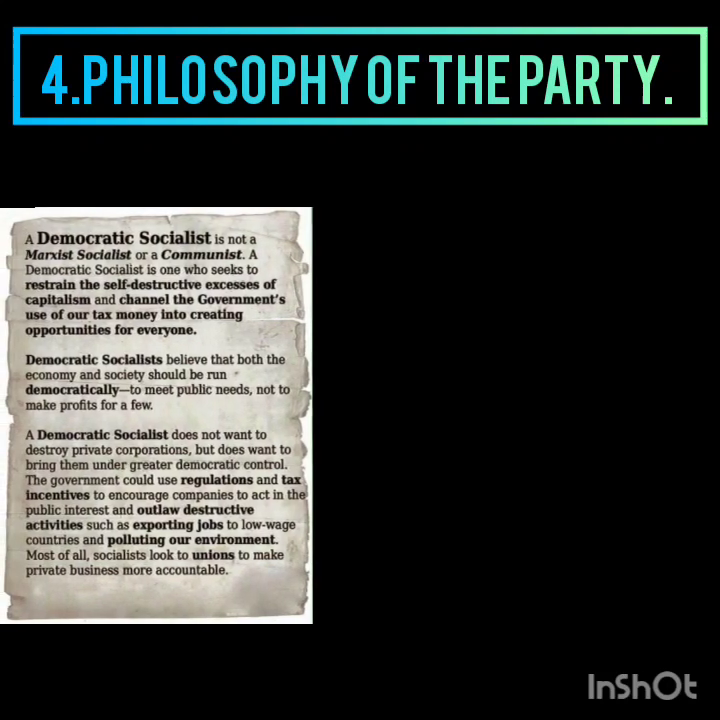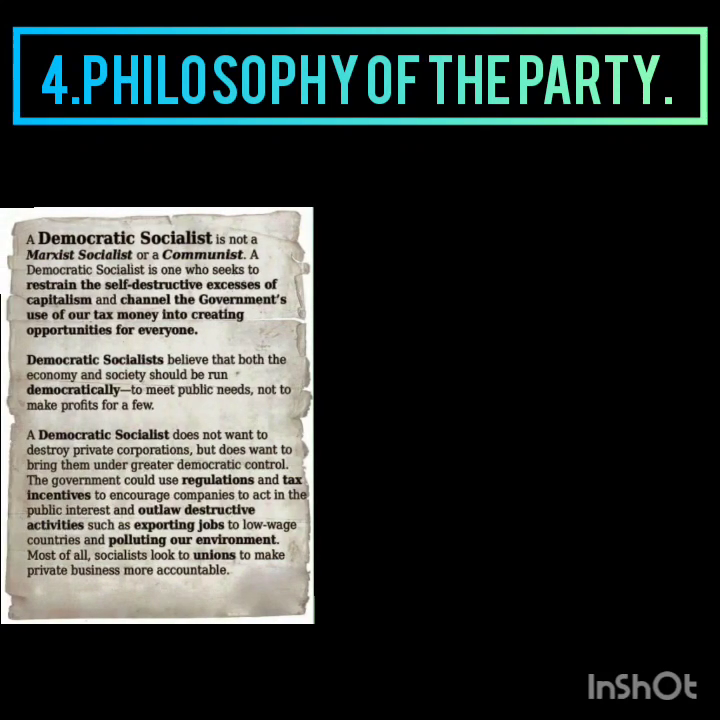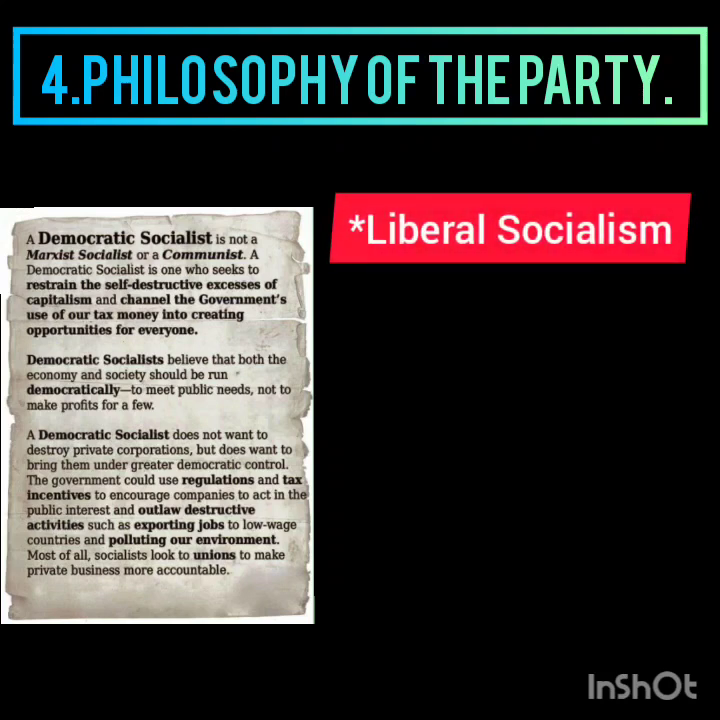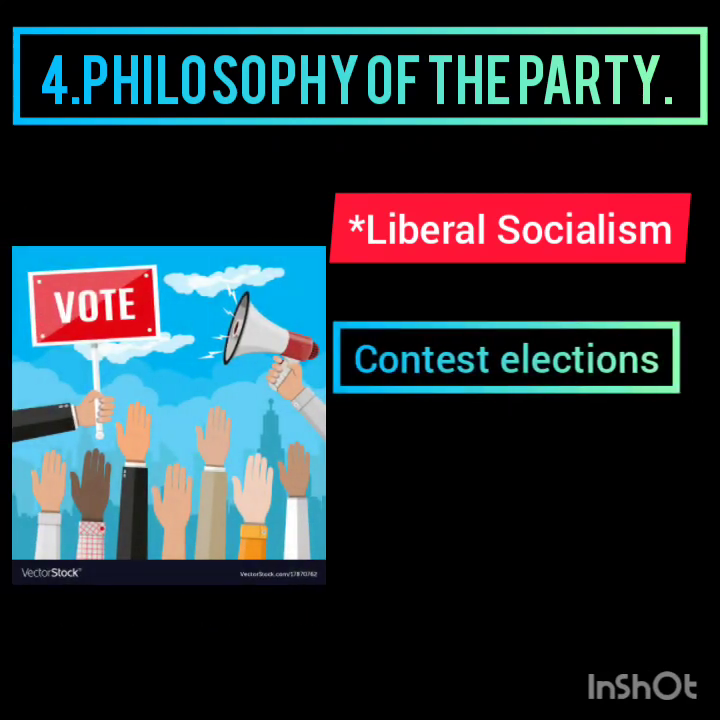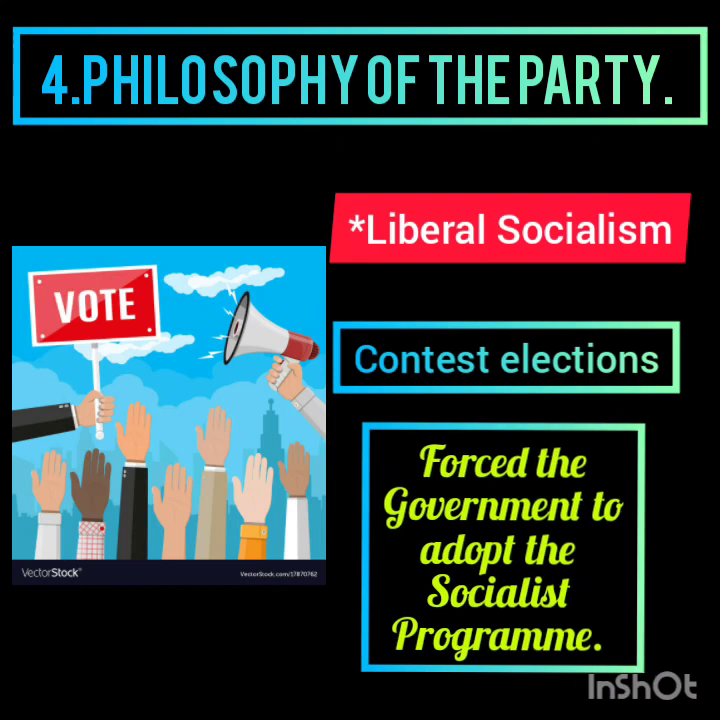Now let us see the philosophy of the party. The philosophy of the Social Democratic Party was liberal socialism, which was popularly known as social democracy. Socialism could be achieved through democracy. It believed in participation in the democratic institutions, contesting in the elections to the parliament, and forcing the government to adopt the socialist program. This is the philosophy of the Social Democratic Party in Germany.